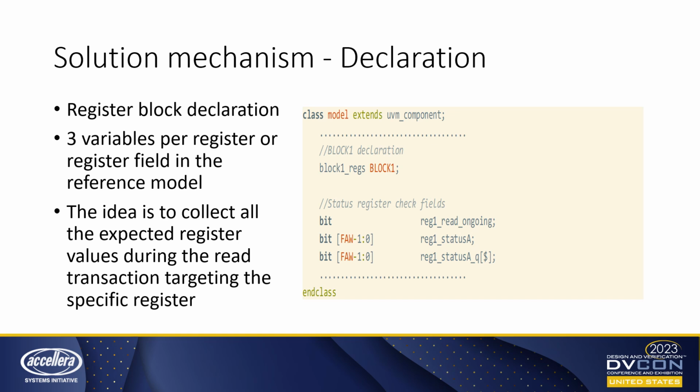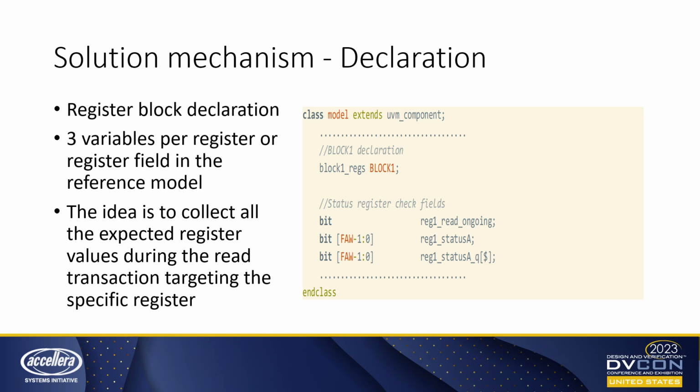The solution mechanism requires 3 variables per register or register field declared in the model where checking will be done. First, field that stores an expected value, reg1 status A in this example. Then flag that signals if the register reading is ongoing, reg1 read ongoing, and a queue that will store all expected values while the register reading is ongoing, reg1 status A queue. Idea is to collect all the expected register field values during the read transaction that's targeting the specific register.